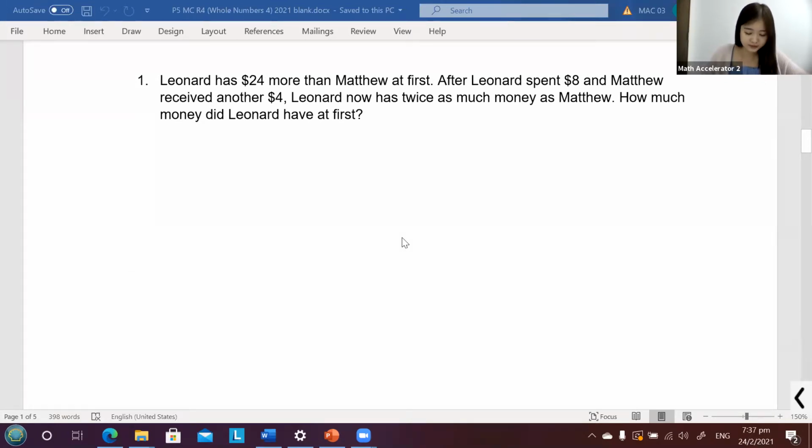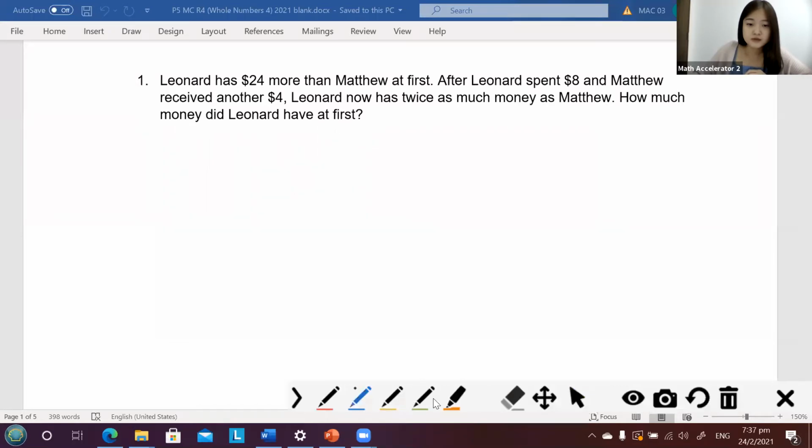Question 1. Leonard has $24 more than Matthew at first. After Leonard spent $8, Matthew received another $4. Leonard now has twice as much money as Matthew. How much money did Leonard have at first?